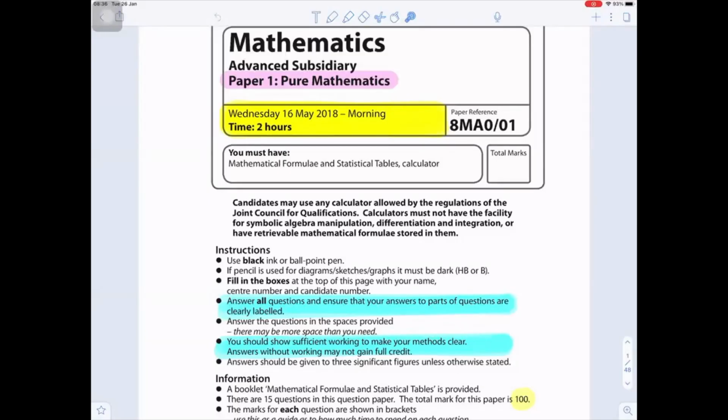Pure Mathematics, Paper 1, Advanced Subsidiary, Wednesday, 16 May 2018. Answer all questions and ensure that your answers to parts of questions are clearly labeled. You should show sufficient working to make your methods clear. Answers without working may not gain full credit.